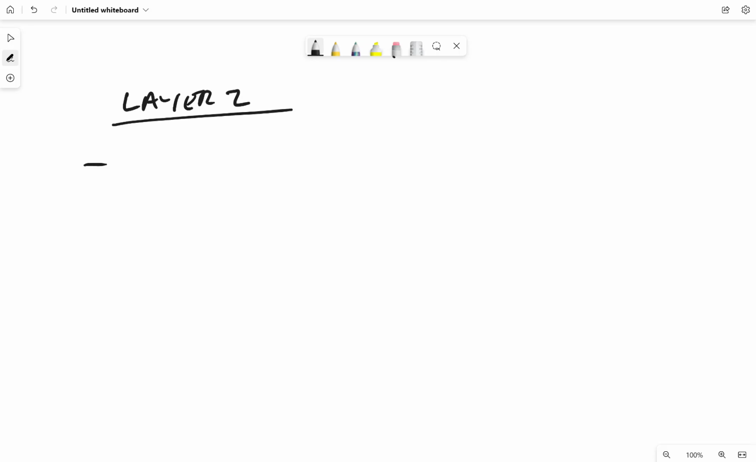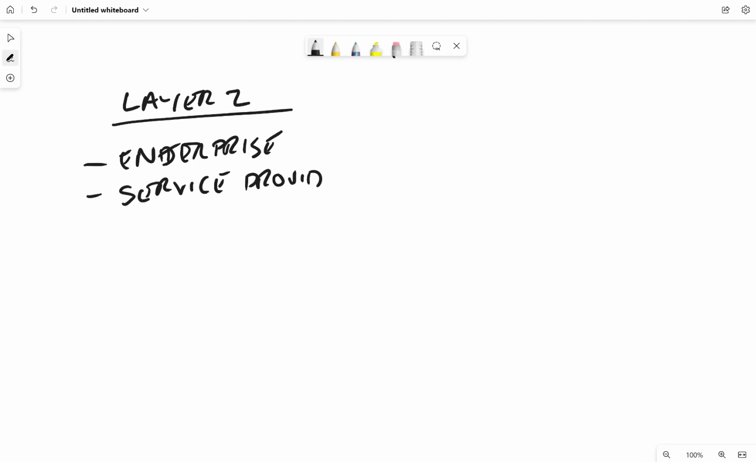So when I talk about layer 2, I'm really talking about a mixture of CCDE level layer 2 in the enterprise, if I can spell it correctly, and then also in the service provider space. And the reason that I'm mentioning that specifically is because these two are very different from each other.